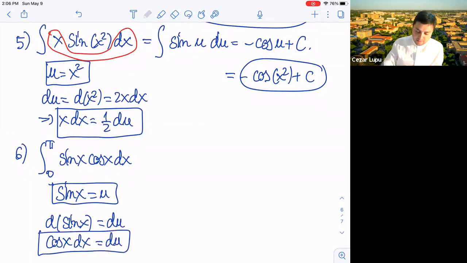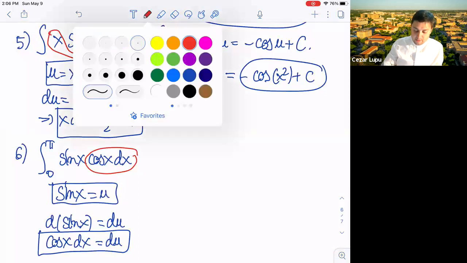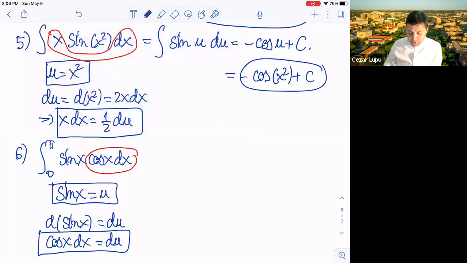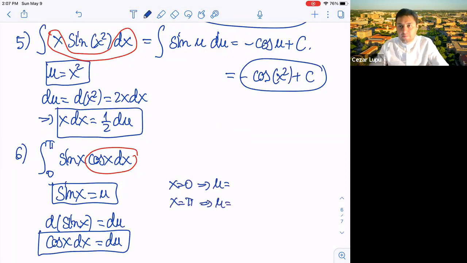Great. Again, look at this guy here. Cosine of x dx, look at this, this is du. And now let's not forget to change the bounds, right? When x is zero, u will be what, tell me. And when x is pi, u is what? So what are the bounds?